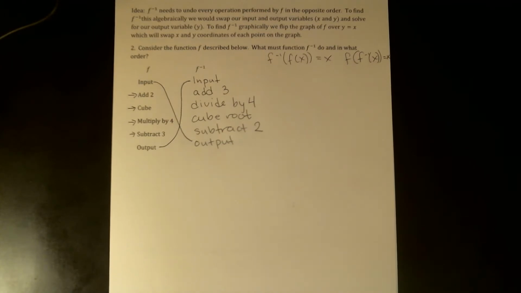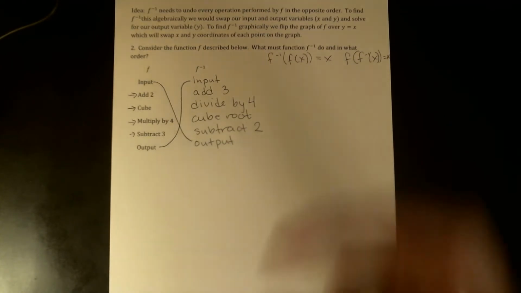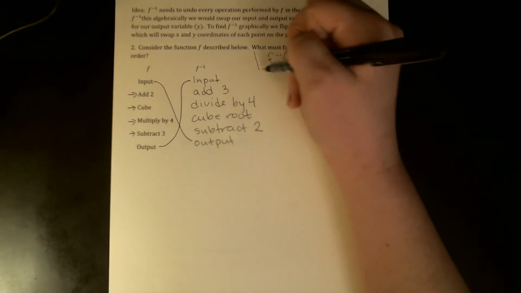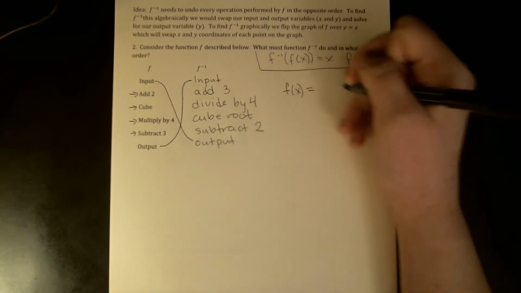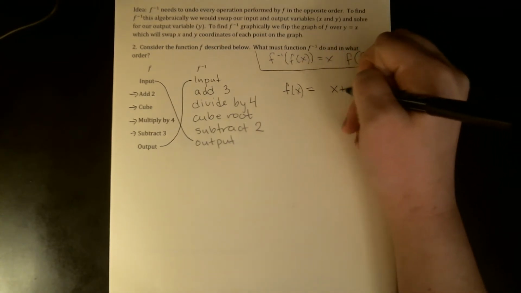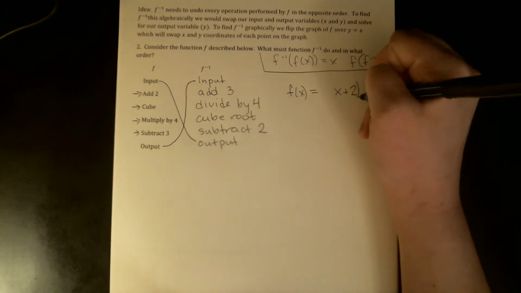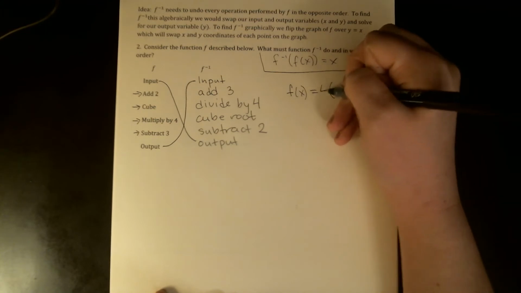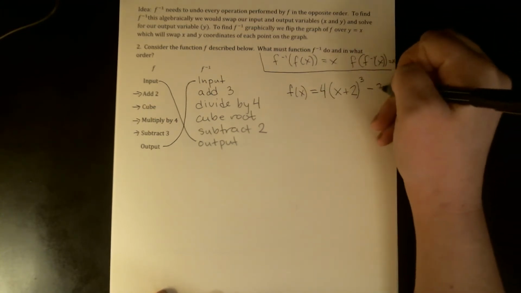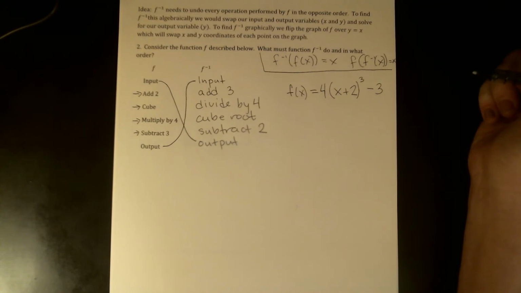Okay, so I'm making this claim. We don't just have to believe it, we can check it. So if we're working on function f, and f takes our variable and adds 2, and then cubes whatever I've got, so parentheses are really important, we're cubing the whole thing, and then multiplies it by 4, and then subtracts 3, this should be an equation for f of x. I'm making the claim that f inverse should do exactly the opposite of every operation that f performs, and it should do it in the opposite order.